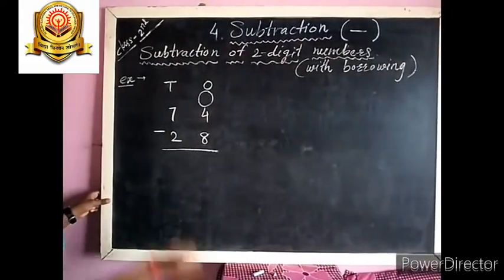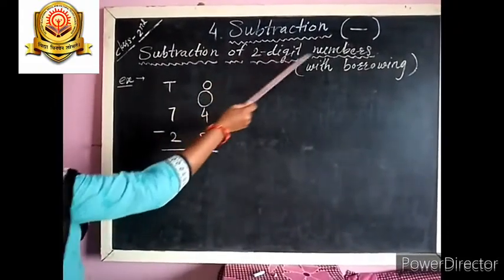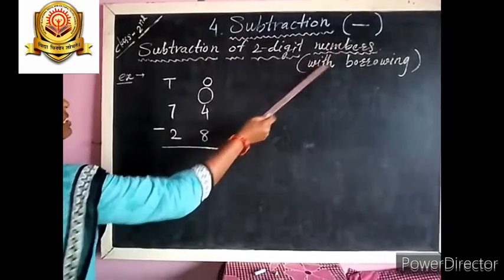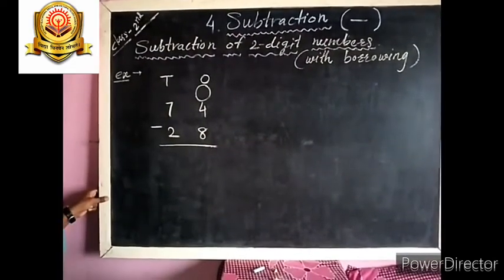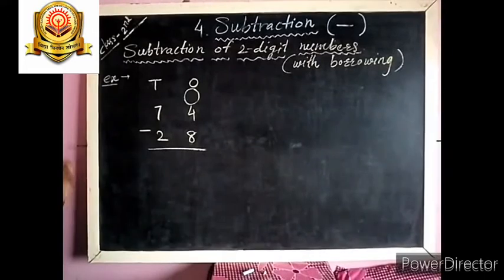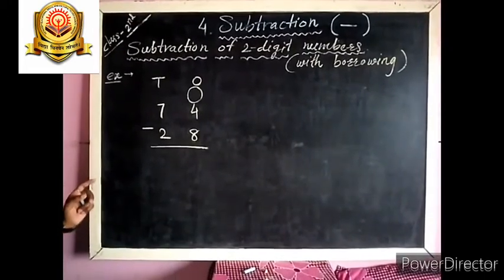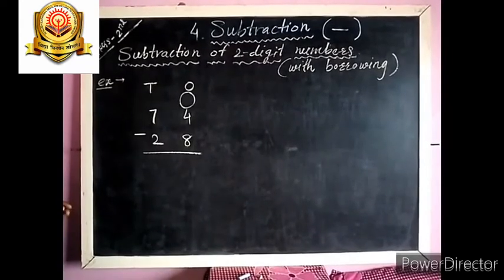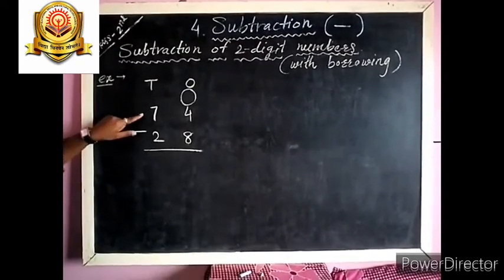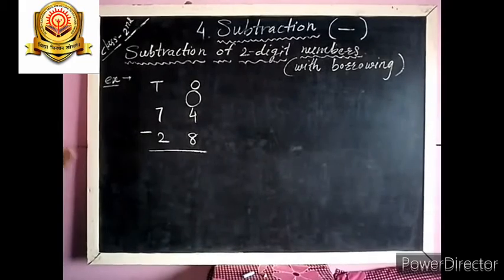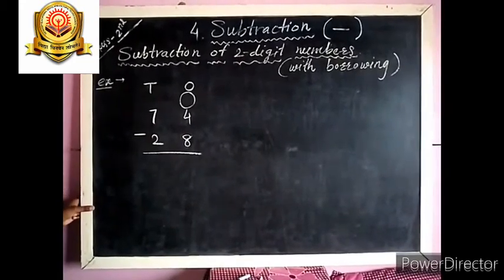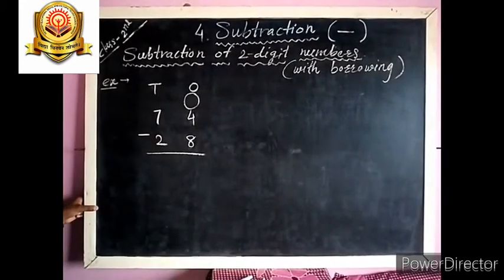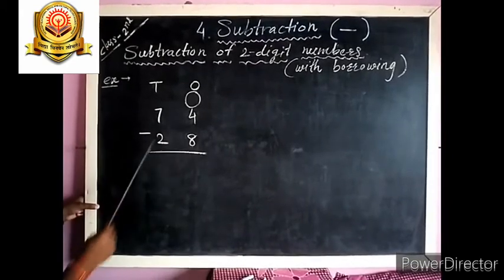Our next point, subtraction of two-digit numbers with borrowing. Now students, we saw subtraction of two-digit numbers without borrowing. Now we will see subtraction of two-digit numbers with borrowing. First example, 74 minus 28. And we know that subtraction always starts from the ones place.